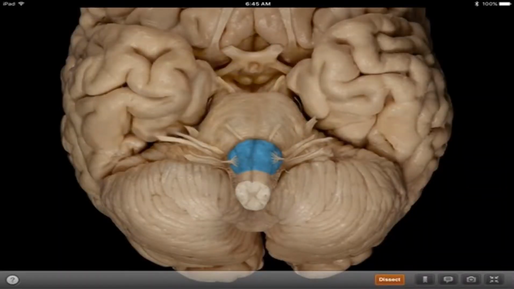What do we have here? This is a view of the base of the brain. What is this blue marked structure? It is the medulla oblongata. What is the medulla oblongata? It is the lowest part of the brain stem, inferior to the pons. What is it going to do? It is going to continue as the spinal cord.